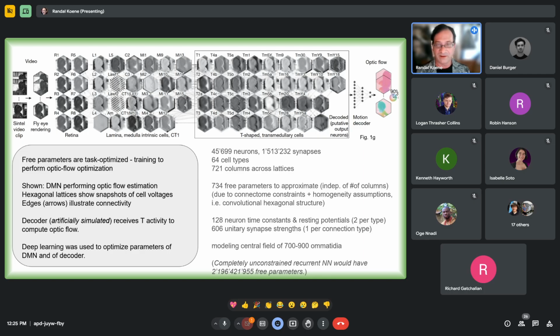If you compare that with an unconstrained recurrent neural network implementing the same sizes here, the same number of cells, you would have over 2 billion free parameters to optimize. So this is the reason why they went this route. Well, it's one of the reasons.